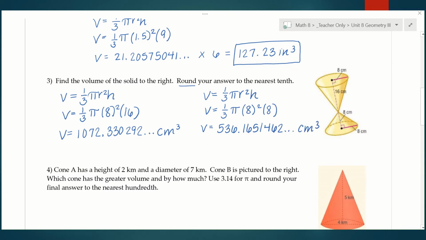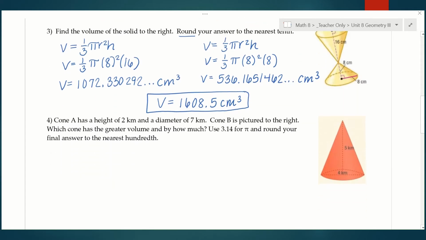Okay, so we are ready to find the total volume by adding these together. Again, it looks like I went out 6 decimal places. That's more than enough. So when you're adding these together, type that in, and we are going to the nearest tenth. You should be getting 1608.5, and that would be centimeters cubed.